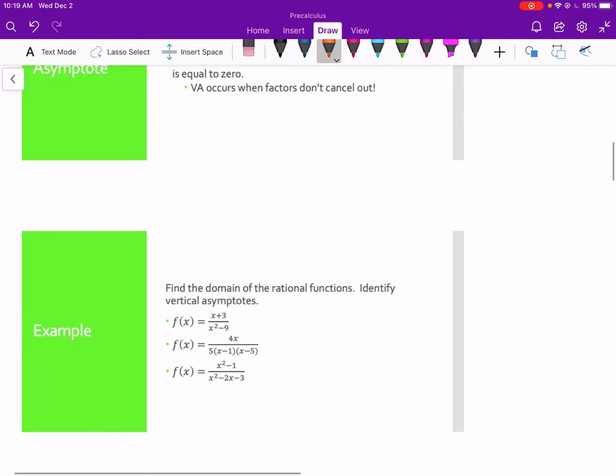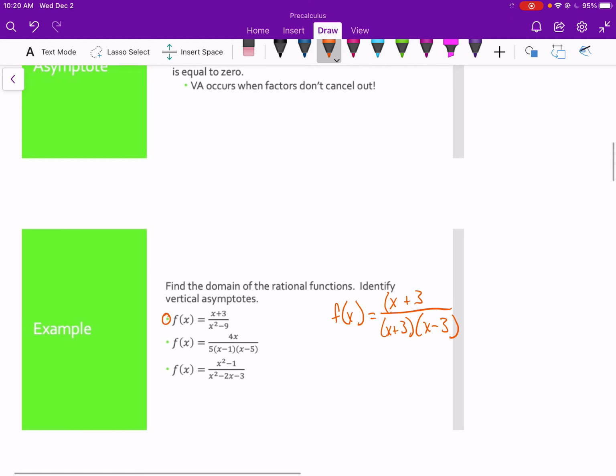So let's identify vertical asymptotes. Looking at this first function f, we have f of x equals x plus 3 over x squared minus 9. What I want to do is factor. That's the first thing we should do. X squared minus 9 becomes x plus 3 times x minus 3.